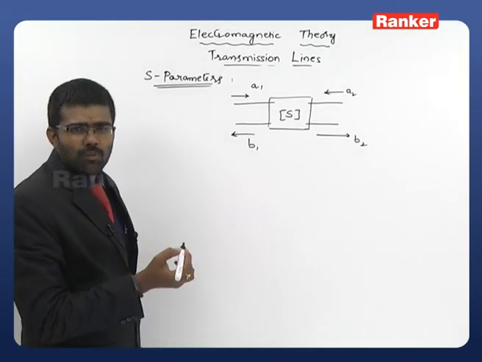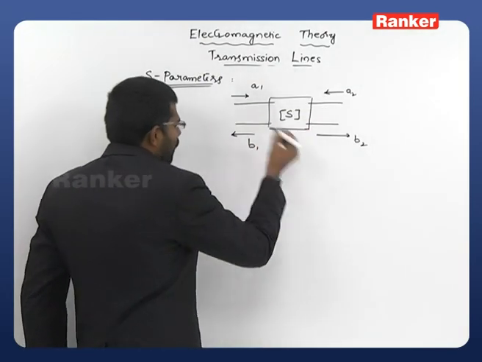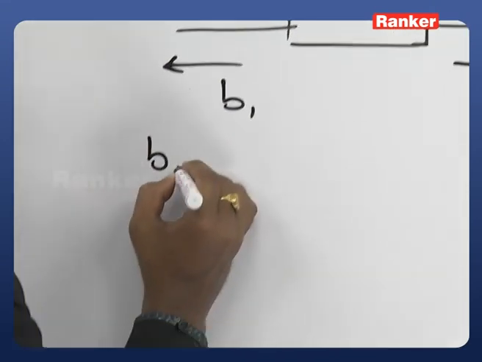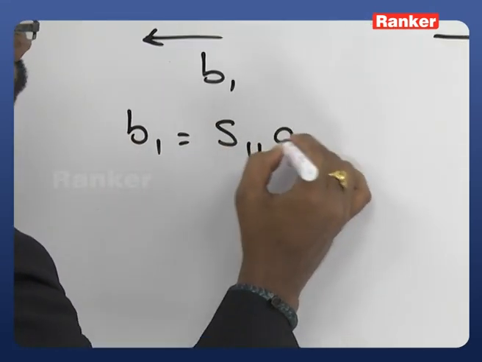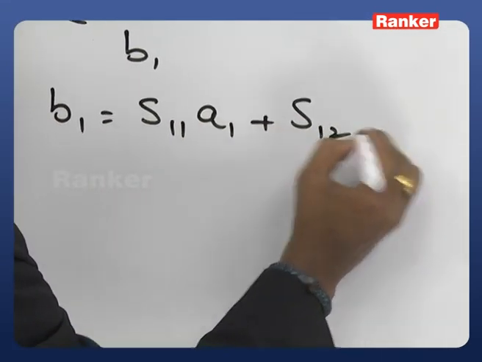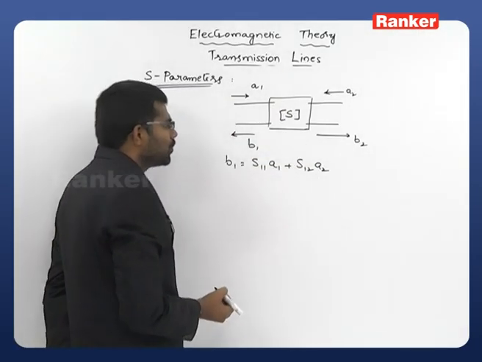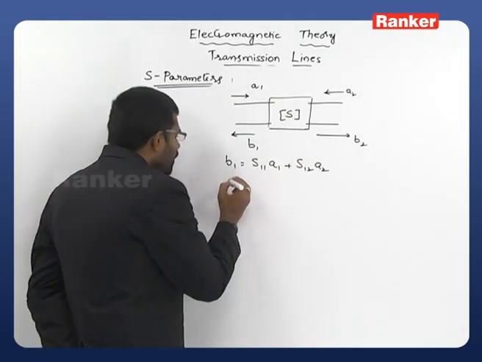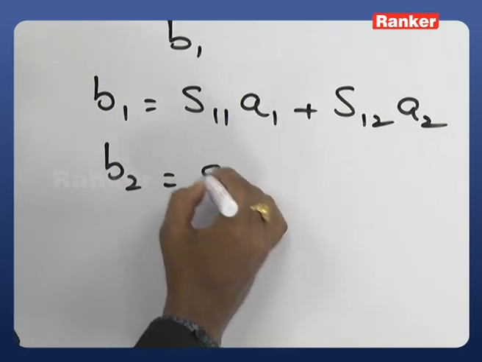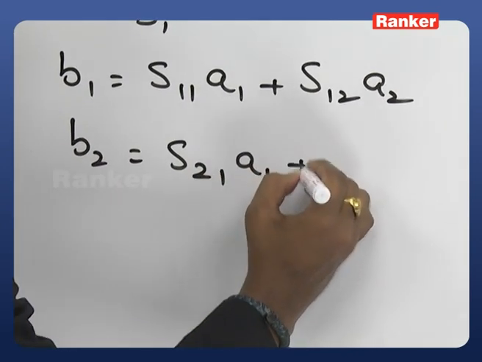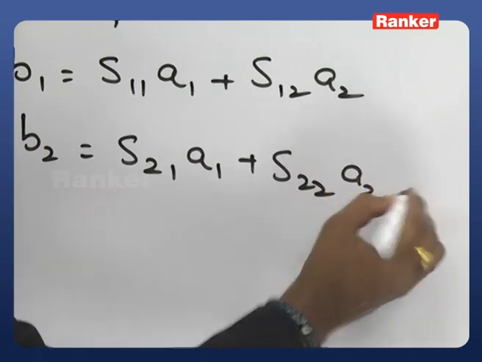Now write down those general equations for our two-port network. If you are writing those equations, what you will get here? B1 is equals to S11 A1 plus S12 A2. Only two ports are there, right? Similarly, second port B2 is equals to S21 A1 plus S22 A2.